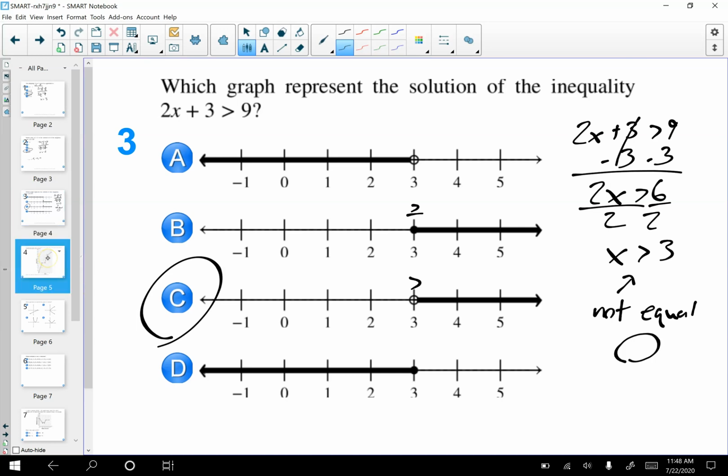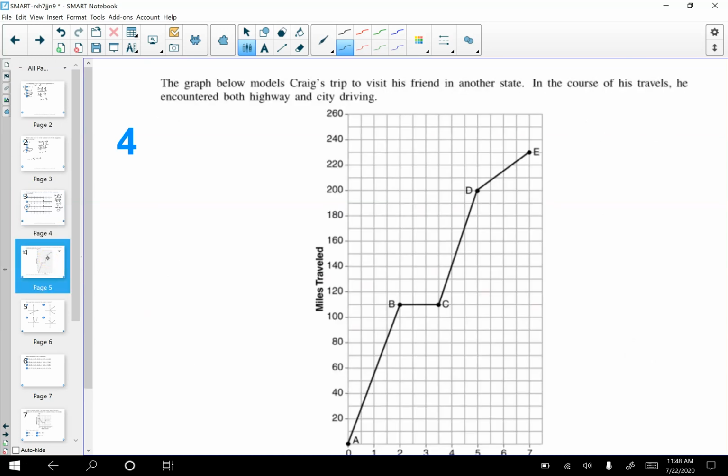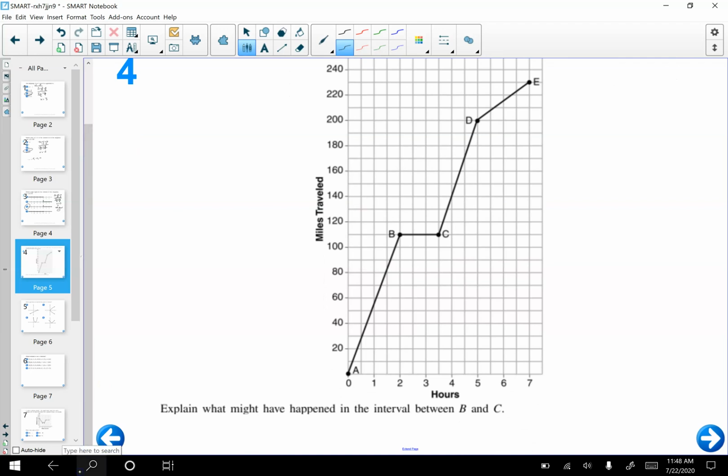Okay. In number 4, the graph below models Craig's trip to visit his friends in another state. In the course of his travel, he encounters both highway and city driving. Explain what might have happened between B and C. Okay, so if you look, there's no miles traveled during that part. So it is basically 1.5 hours not moving.